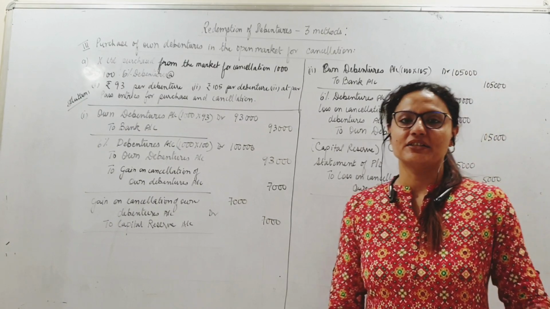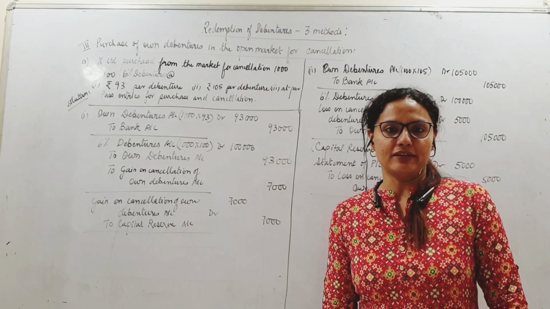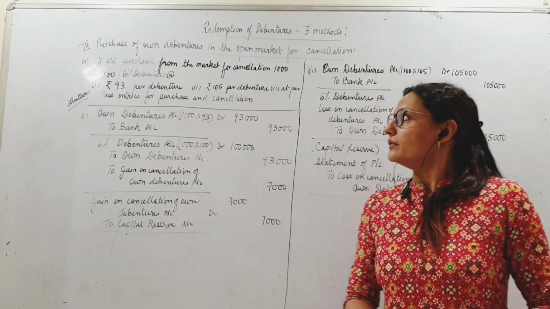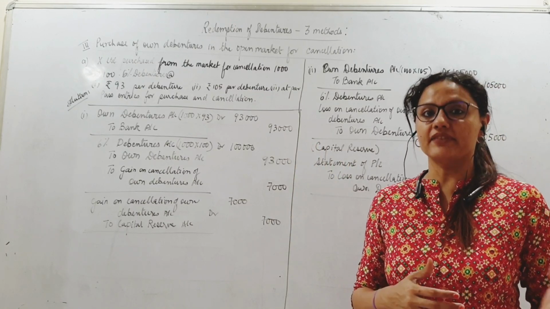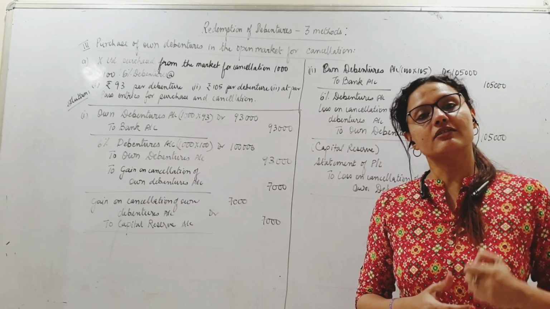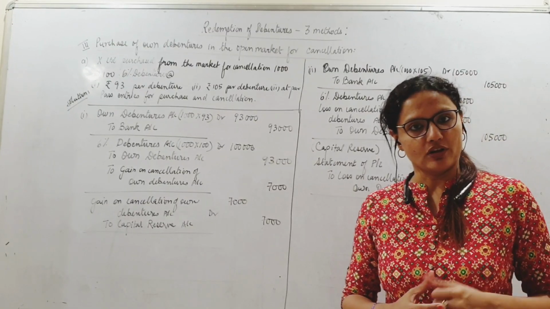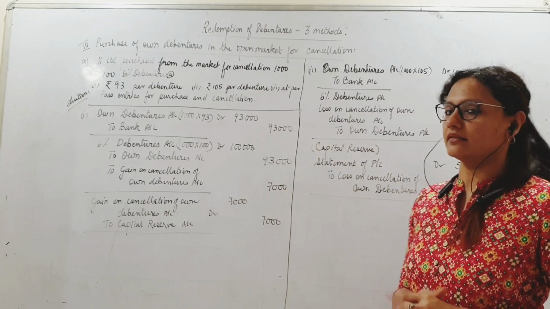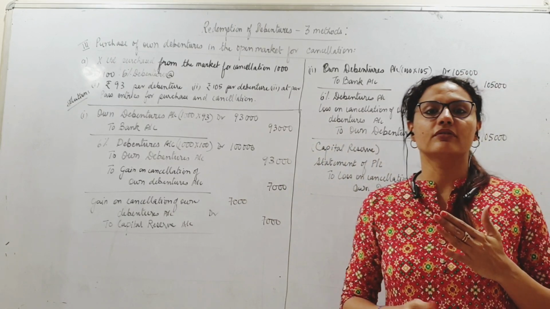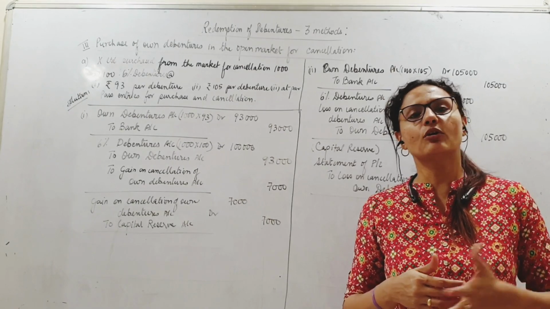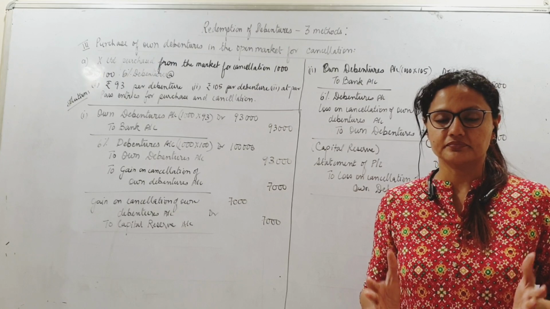Welcome back to one more video on redemption of debentures. In this video we have already spoken about the methods of redemption. The first method we have done was lump sum redemption. The second was in installments by draw of lots. The third method we are going to do today is purchase of own debentures from the open market, meaning the stock exchange, for cancellation.